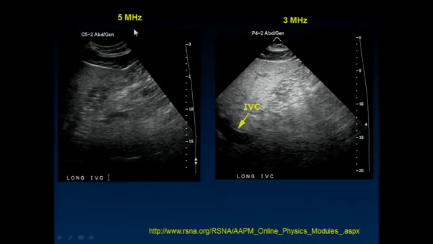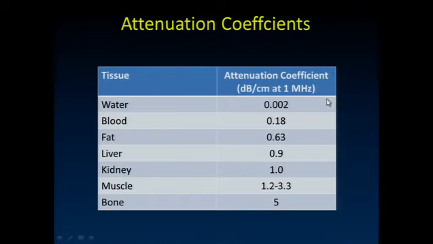Here's a nice 5 megahertz transducer. Notice you can't even see the IVC here because the attenuation of the beam is so great, you're really not seeing structures there. Going to 3 megahertz, notice we've got a much better depiction of that there. And again, this linear thing on the side is always depicting where we've got our time gain compensation sliders in position. So what are some of the attenuation coefficients?